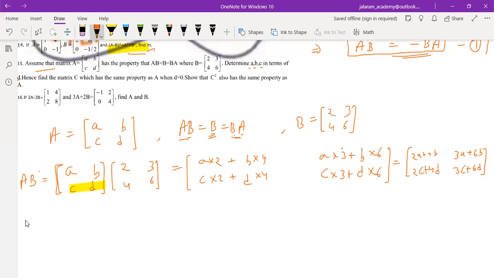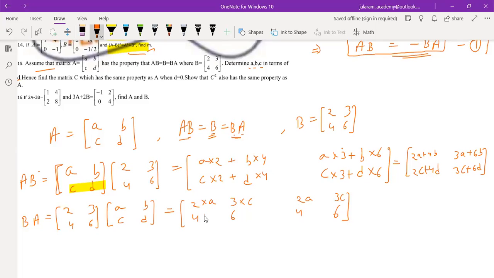Again, we find BA. This time 2, 3, 4, 6 will be the first matrix. A, B, C, D will be the second matrix. To find the product, write the first row of first matrix, second row of first matrix, first column of second matrix, second column of second matrix. Add them.